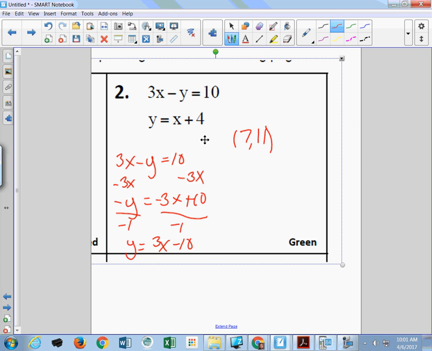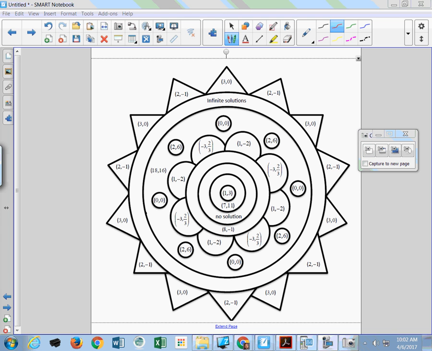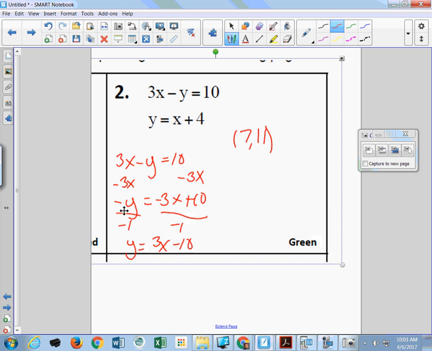You're going to do that for every one of these. To check yourself, you go to the actual color page. Is there a 7, 11 on here? Right there in the middle. Okay, so you know you got that one right. If your coordinates aren't on the color page, then it's wrong. You will do this process for every one of those squares.